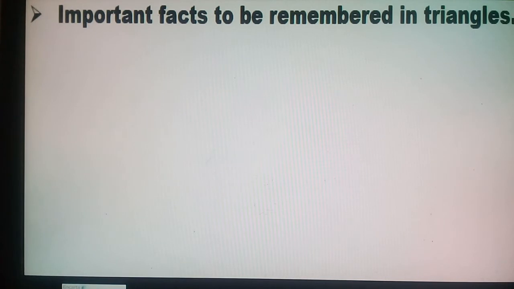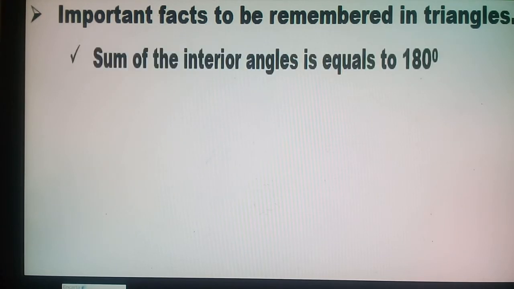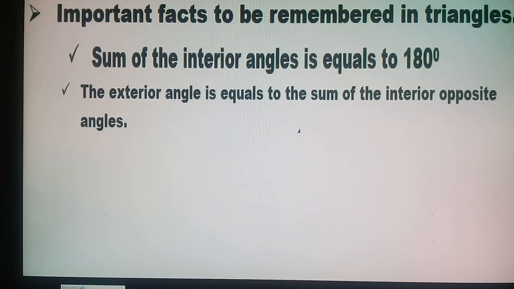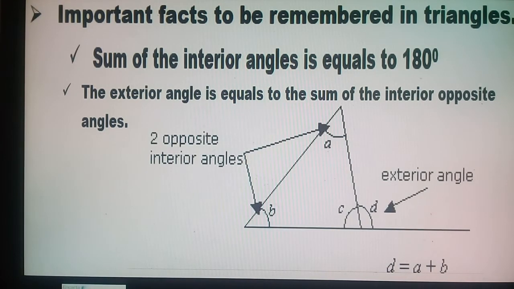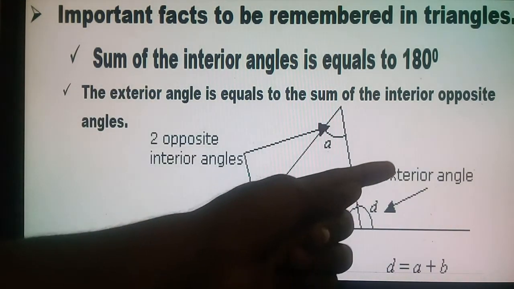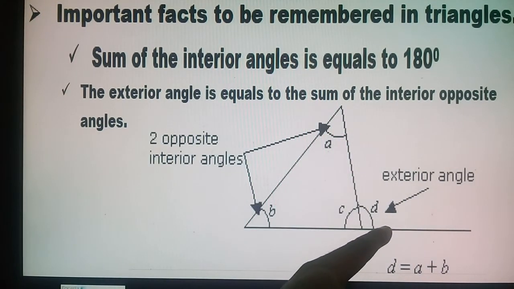Okay, important facts that you have to remember in triangles. Wow, how nice is mathematics? One, the sum of the interior angles is equal to 180. In a triangle, the angles add up to 180. Then the exterior angle is equal to the sum of the interior opposite angles. Let's say the exterior angle D here is equal to the sum of the interior opposite angles. They say it's equal to what?